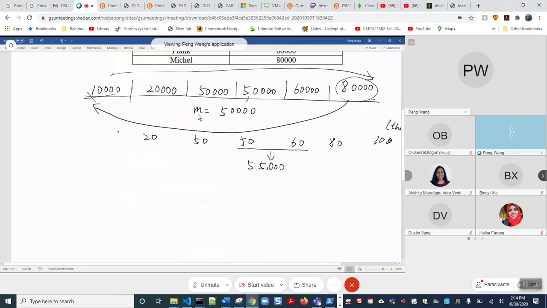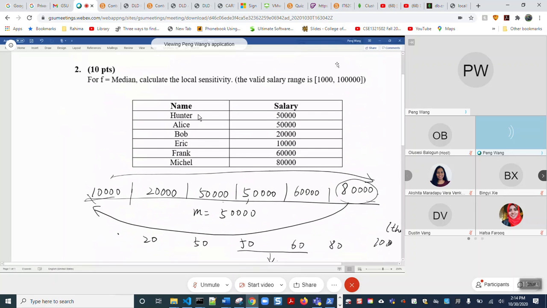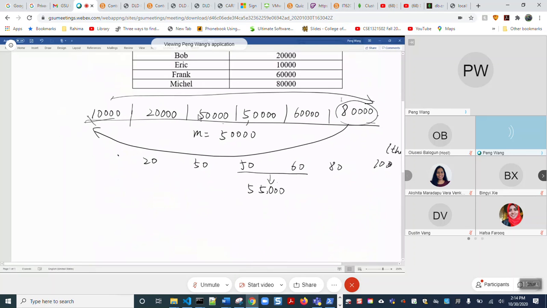And then we can try to modify this 80 to a smaller one. Our range is from 1,000 to 100,000, so we can modify it to the lowest one, which is 1,000. And 10 and 20 and 50 and 50 and 60. And now we can find the median is the average of these two, so it is 35,000.